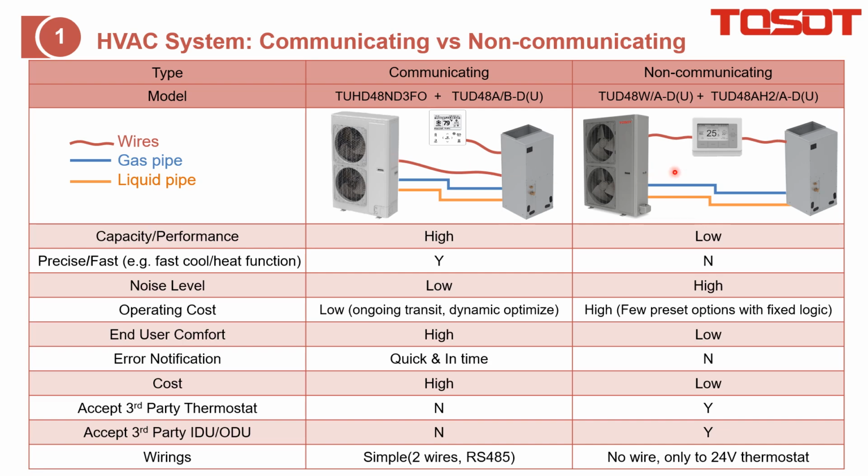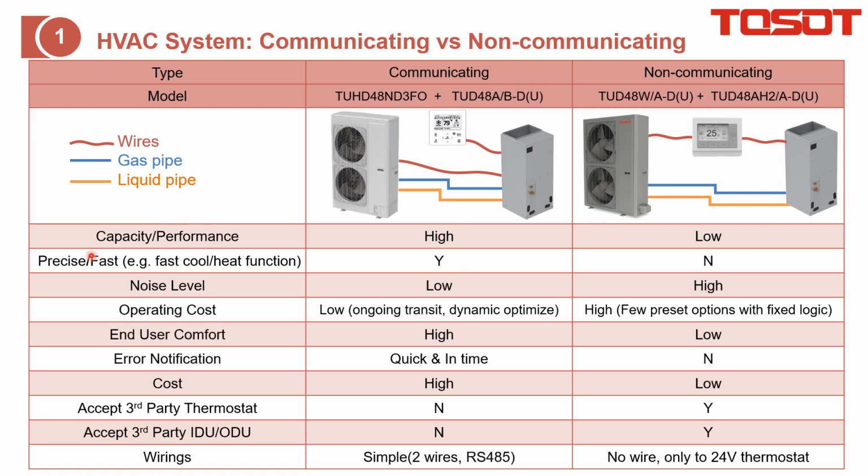Now compare with the non-communicating system. The wiring uses this 24-volt wire to the thermostat. The outdoor unit doesn't know what the indoor unit is, and it cannot get information from the indoor unit. It just applies the preset operating logic to operate.